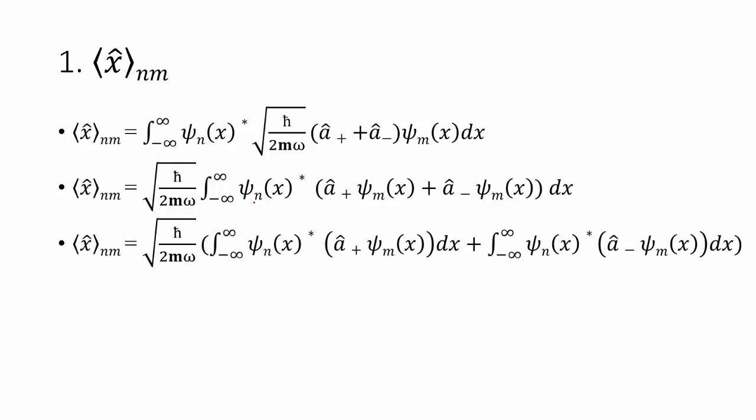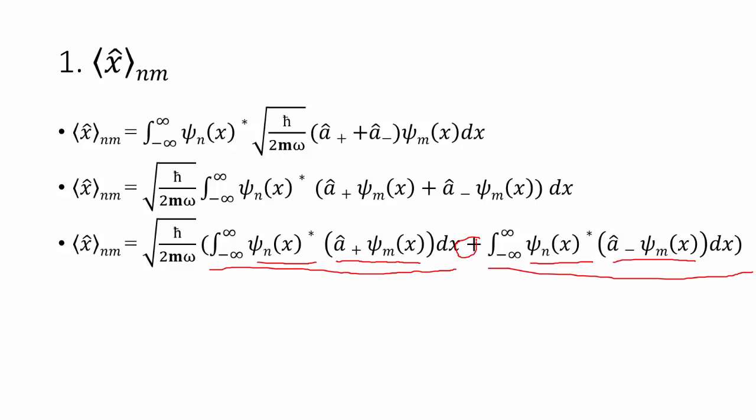And we can further distribute psi n into the parentheses to get psi n times the raising operator operating on psi n, and psi n times the lowering operator operating on psi n. And we practically have two integrals at this point, since it's just the sum of the two.